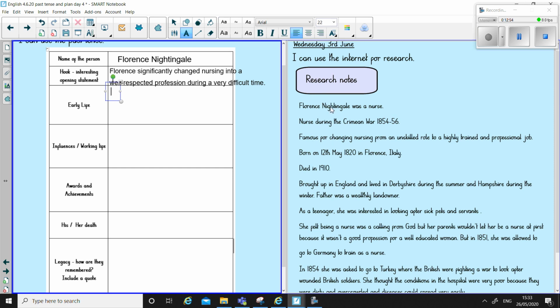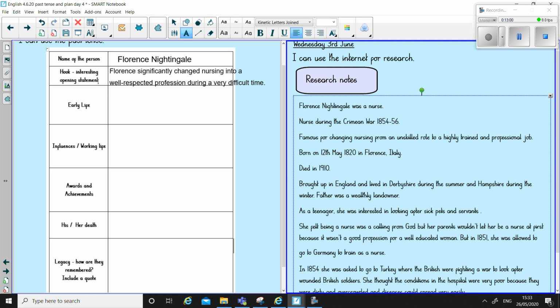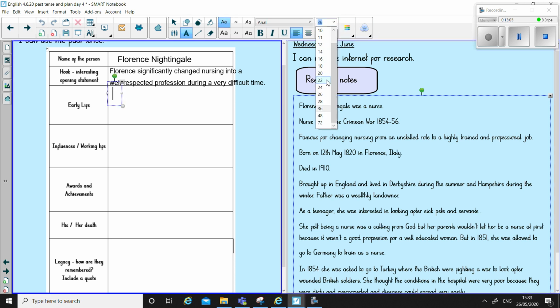And I know, what have I got here? I know when she was born. So I'm going to put that in. Again, it can still be notes. Born in Florence in Italy on the 12th of May 1820, etc. I discovered that she was brought up in England. So she was born in Italy, probably when her family were travelling, and then she was brought up in Derbyshire and Hampshire, and her father was a wealthy landowner. So I'm going to put all that over here and fill that in now.